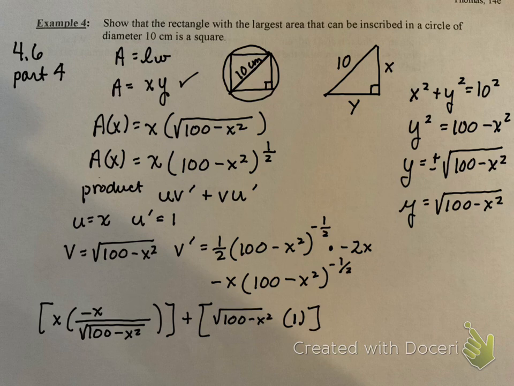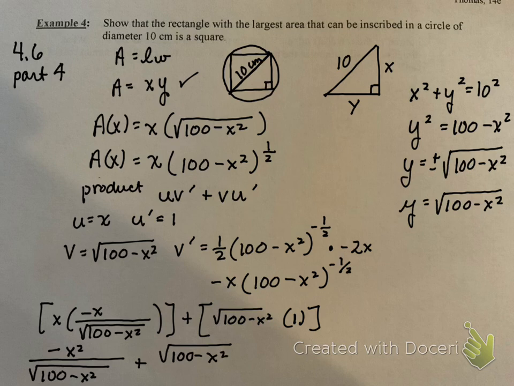Okay, so I'm at this point. I got to make this look a little better. So I get negative x squared in the numerator, because x times x is x squared, over the square root of 100 minus x squared, plus the square root of 100 minus x squared. Okay, I think it's wise at this point to find a common denominator. So your common denominator is going to be the square root of 100 minus x squared, because remember, I got to set this thing equal to 0, so it's wise to go ahead and do this.